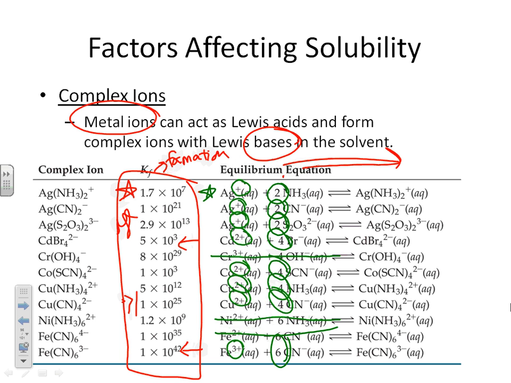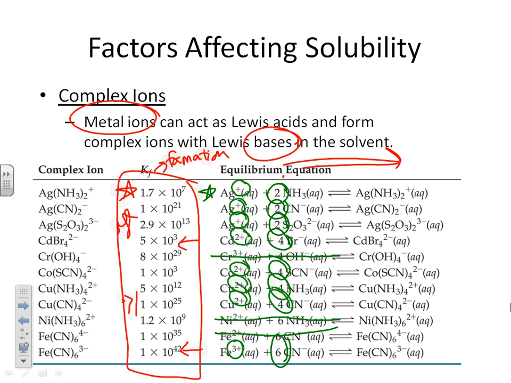If you are ever, and I don't think you will be, but if you're ever asked to write a reaction for the formation of a complex ion and you don't know how many of your bases you have to add, this rule of thumb will always work. Take the charge on the metal cation, double it, that's how many bases you're going to be adding.